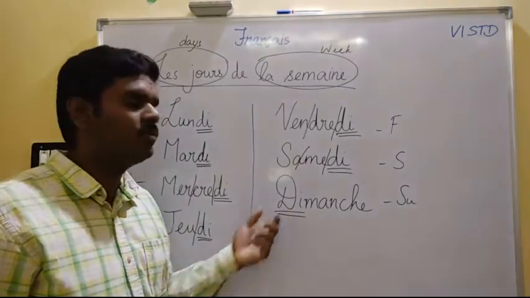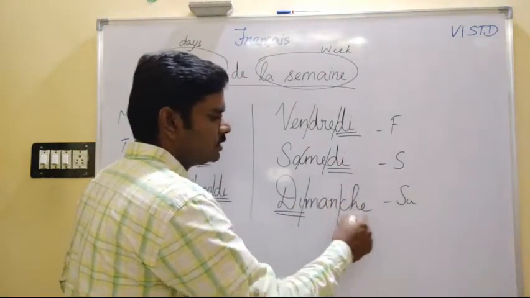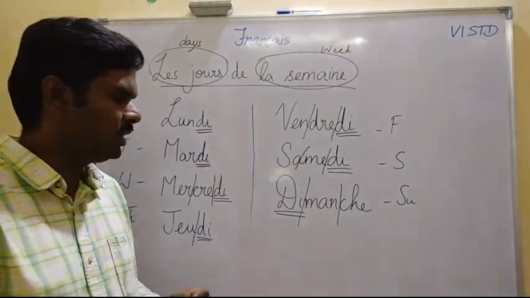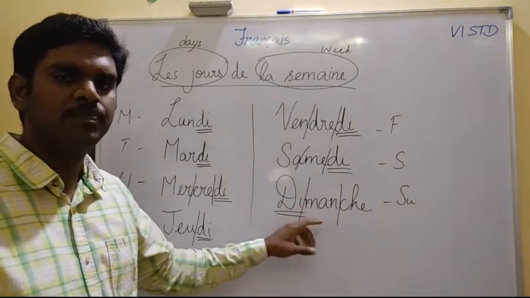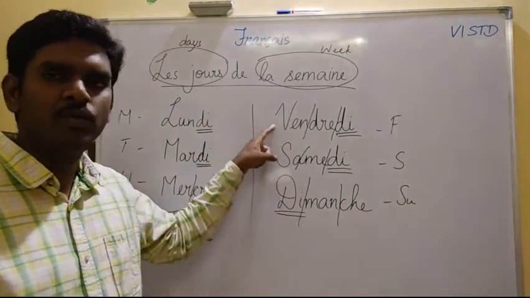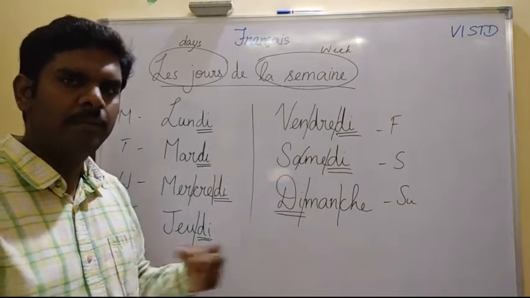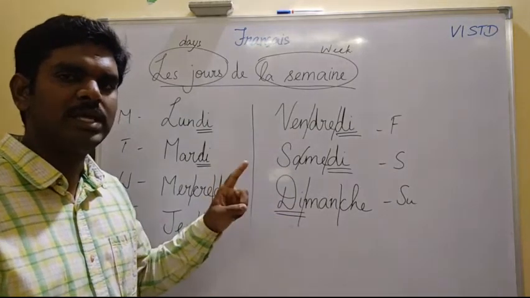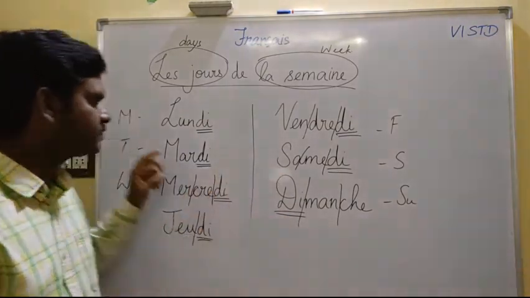D-E-M-A-N-C-H-E. So how to cut this? Dimanche. Okay? So you'll say this alone. Vendredi, samedi, dimanche. Repeat. Once again.